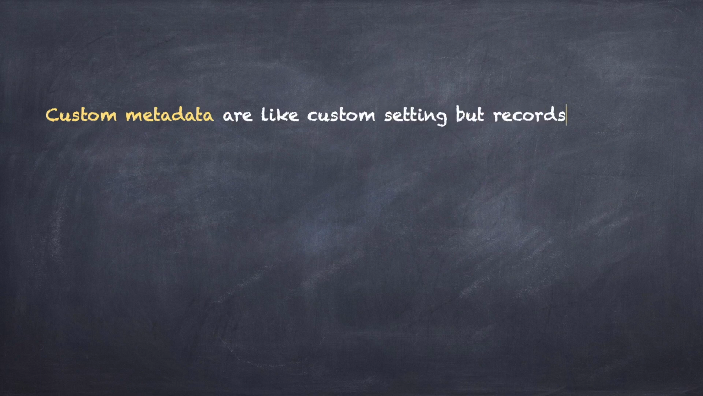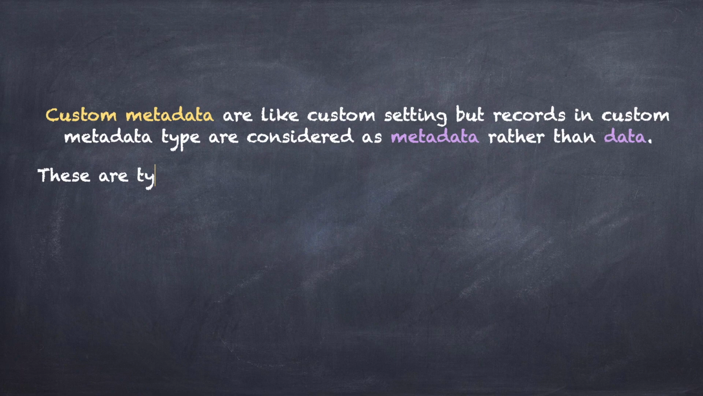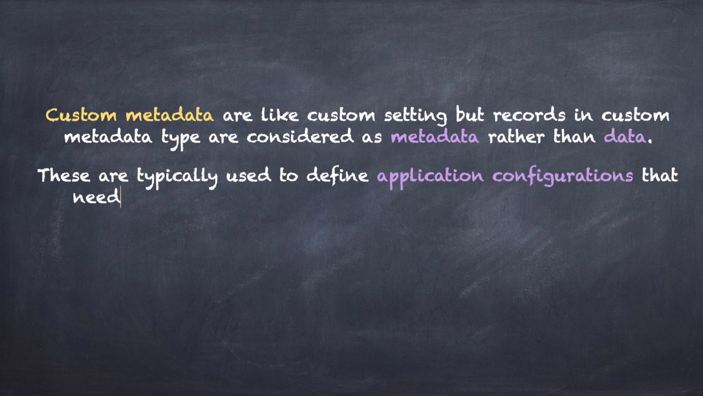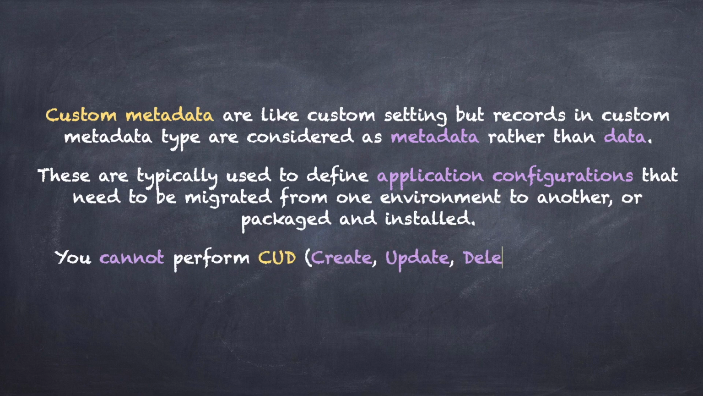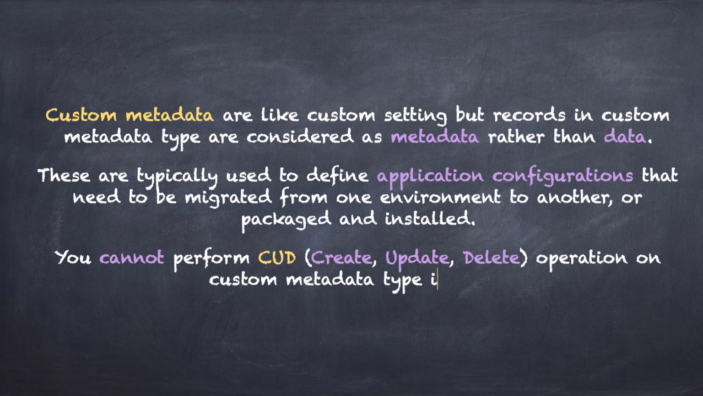Now, custom metadata are like custom settings, but records in a custom metadata type are considered as metadata rather than data. These are typically used to define application configurations that need to be migrated from one environment to another, packaged or installed. You cannot perform create, update, and delete operations on custom metadata via Apex.